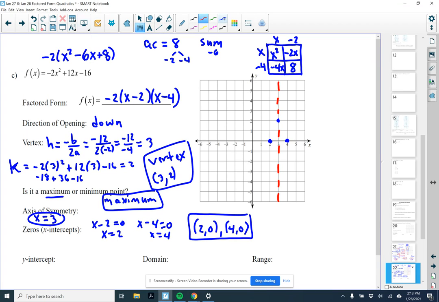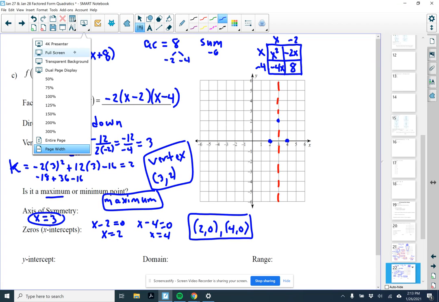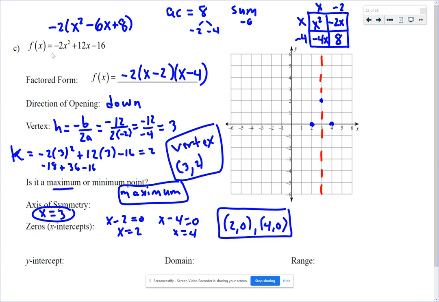All right. So got that. We're going to go ahead and find our, what's the only thing left? We've got the factored form. We know it opens down. We've got a vertex. We've identified the maximum, that it's a maximum point, and that maximum value is a 2. Axis of symmetry, x equals 3. Yep, it's a red line. Notice it's dashed. We dashed that in. 2, 0, and 4, 0 are our x-intercepts. Remember, big ideas is probably going to just want the 2 and the 4 typed in.